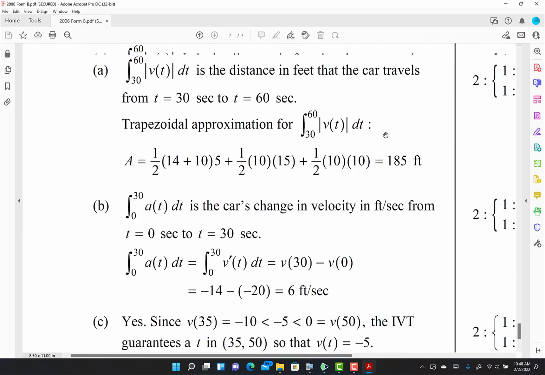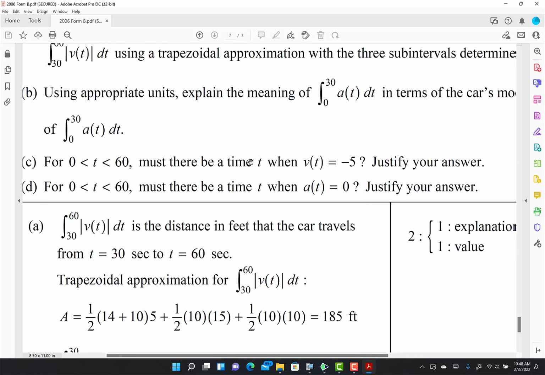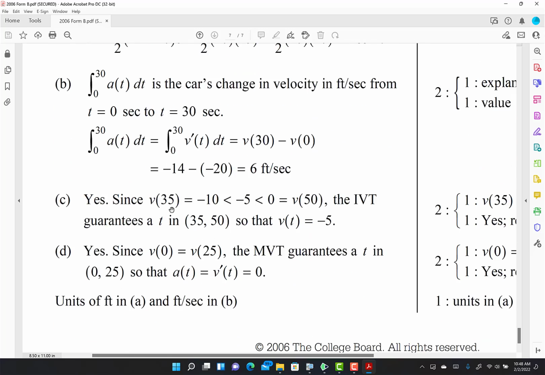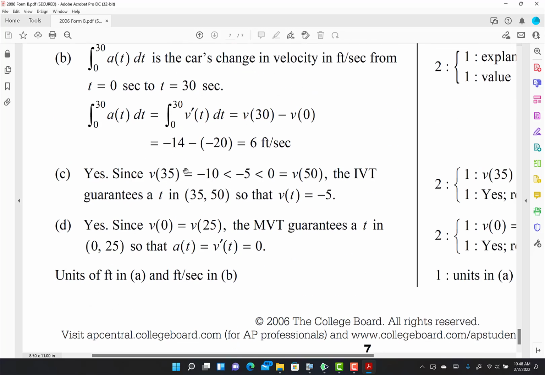All right, letter C. Letter C says between 0 and 60, must there be a time when velocity is -5? Justify your answer. So let's see. Letter C. Yes. Oh, I don't like no, I don't like that. This rubric does not mean that yours has to look like that. I do not like that. I like this in the middle. I do not like this. Yes, since velocity of 35 is -10, which is less than -5, which is less than 0. Yeah, all these are true. And 0 is velocity of 50. The IVT guarantees a t between 35 and 50, so that v of t is -5. I like my answer better. I don't like their answer.